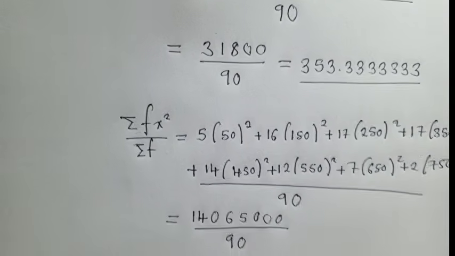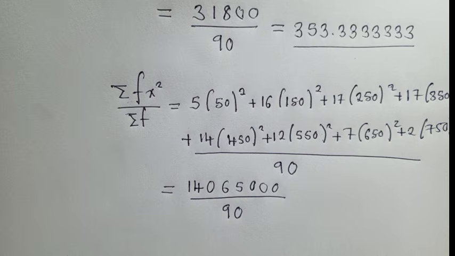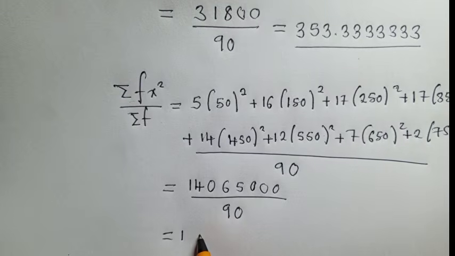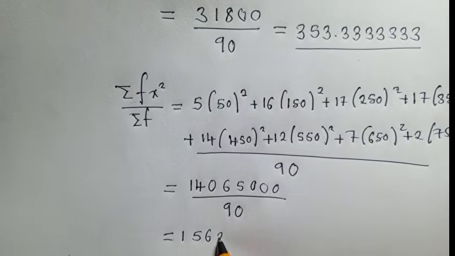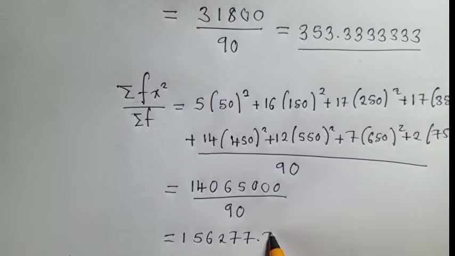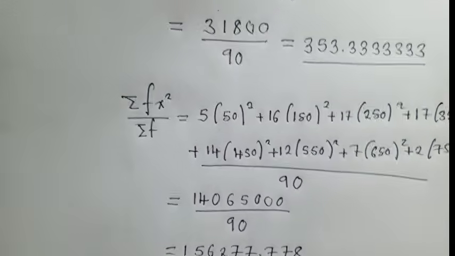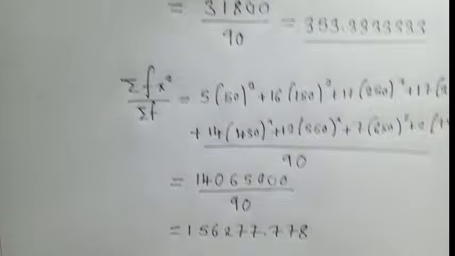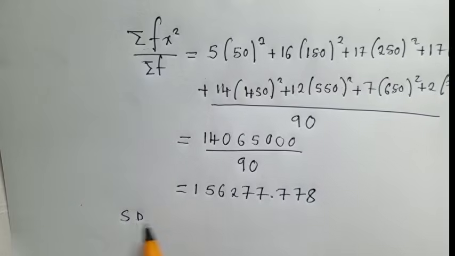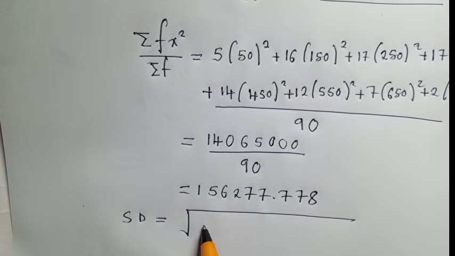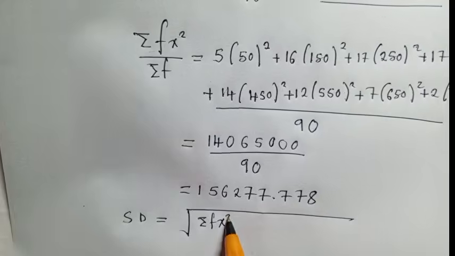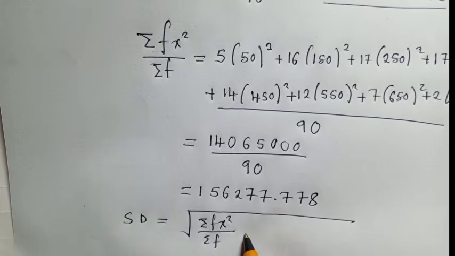And then we say divide by 90. So when we divide that value by 90, it's giving us 156277.778. So this is what we are getting. We can now use the formula. So let me write the formula again so that we fully follow and understand what we need to do here.